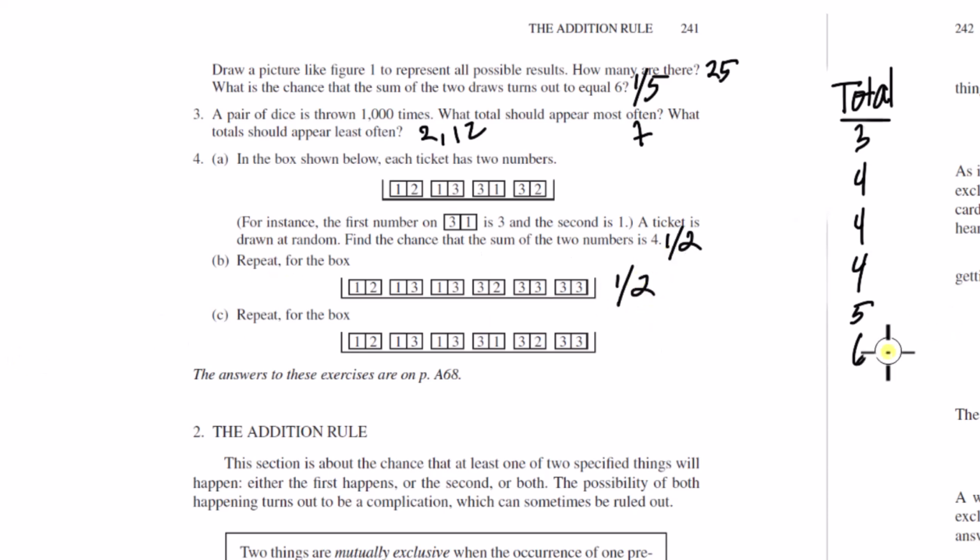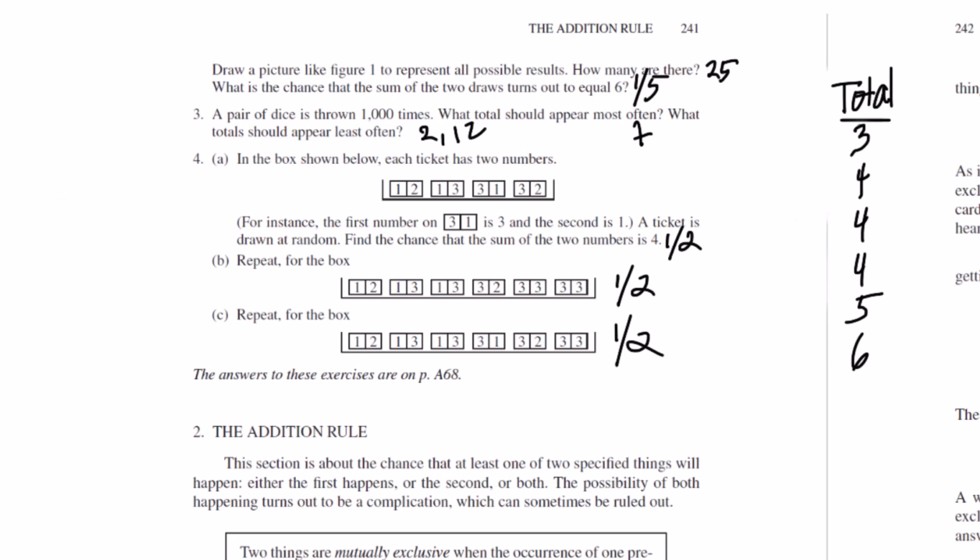Okay, now repeat for this last box. 3, 4, 4, 4, 4, 4. Yeah. 3, 4, 4, 4. And then 5, 6. Okay, so now it's 3 in 6 again, 1 in 2. The chances that you pull a 4.